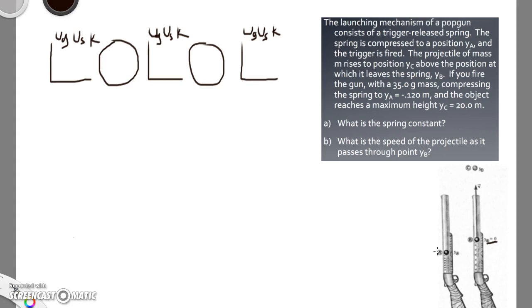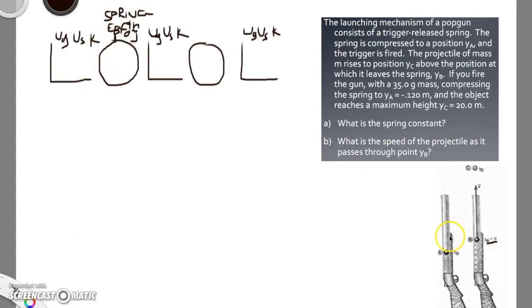Okay, so we're going to go ahead, and I've drawn out the LOL chart, and I've actually made it a LOLOL chart because we have 3 snapshots we're looking at. But the first thing we want to do is just to define our system. So we have the spring here. Okay, so we'll put in the spring. In addition, we have gravitational potential energy, so we'll include the Earth, and finally we'll include the projectile. So our system is the spring, the Earth, the projectile, and now let's go ahead and fill out our bar charts.